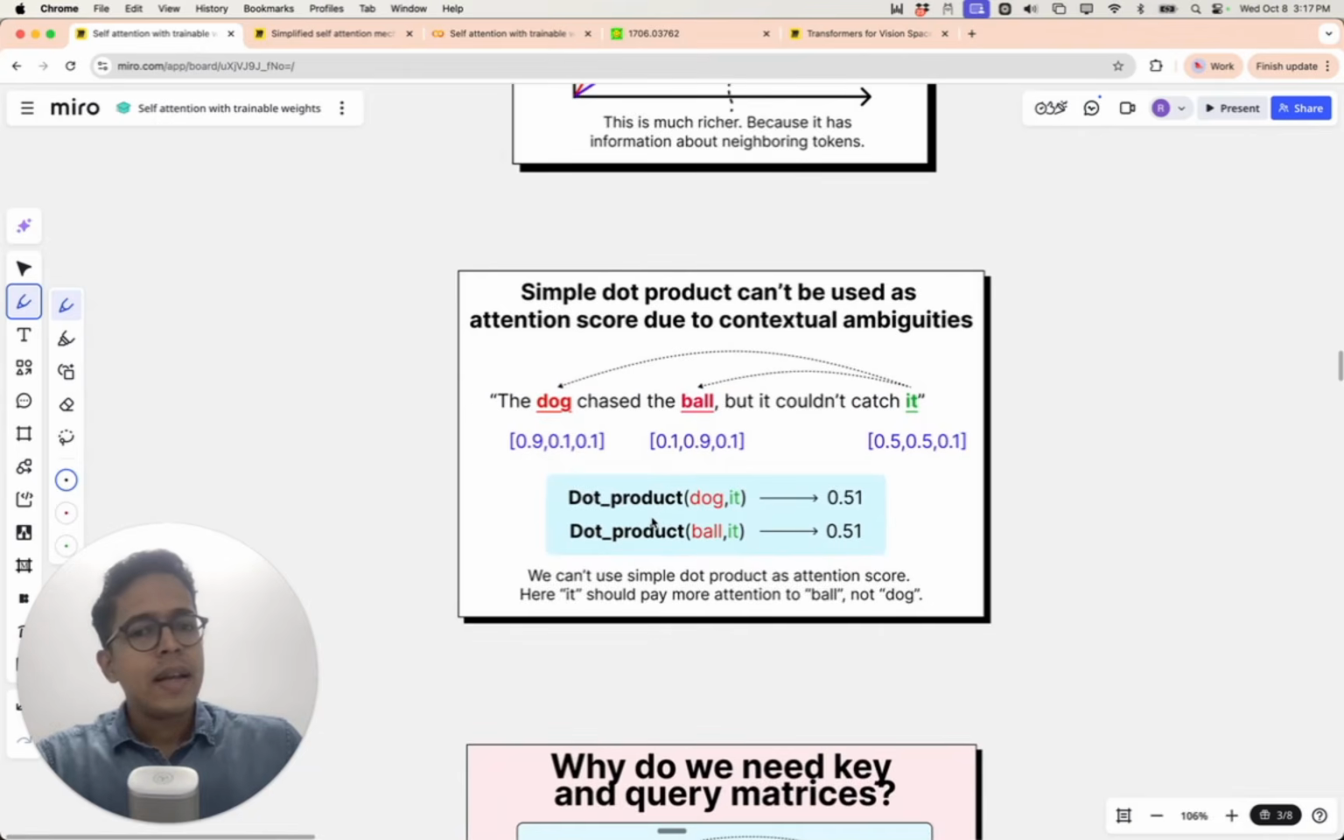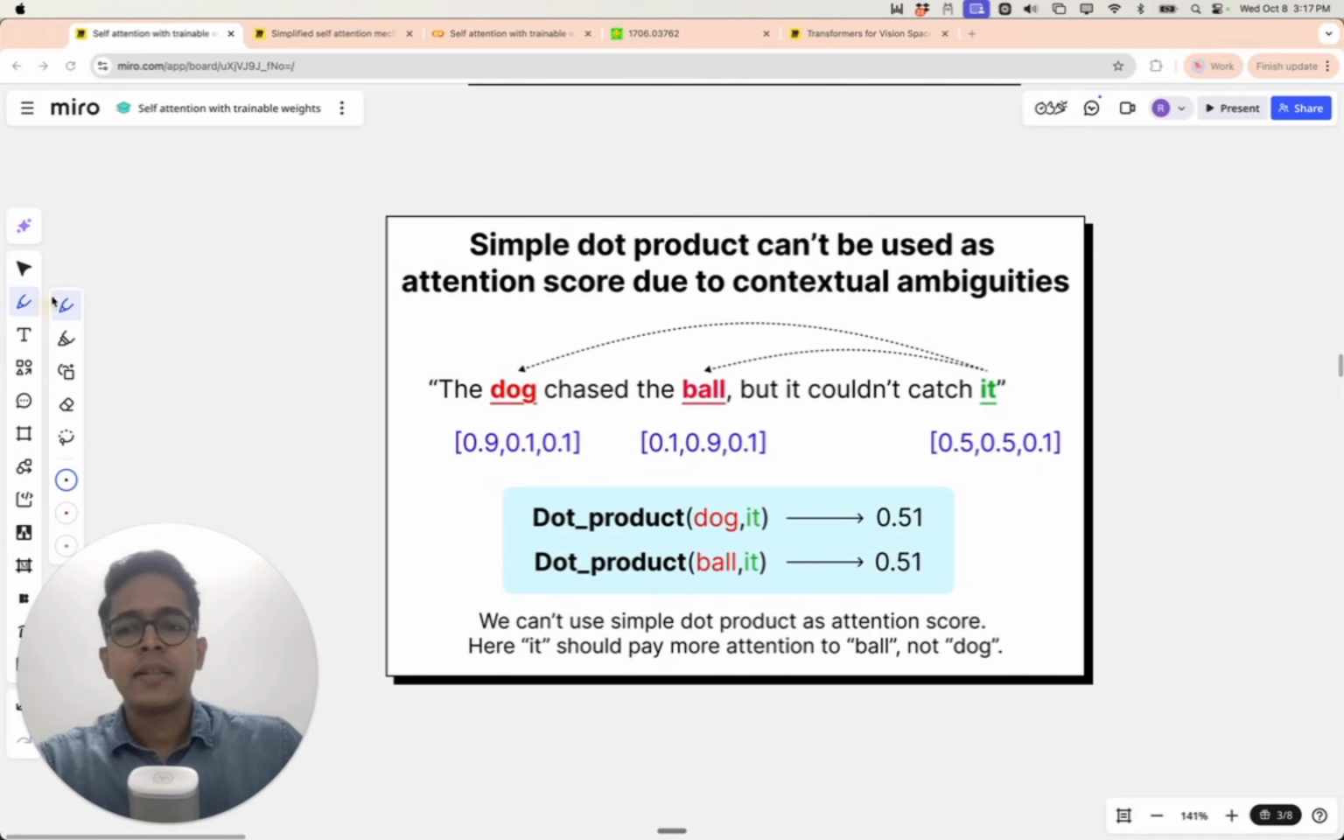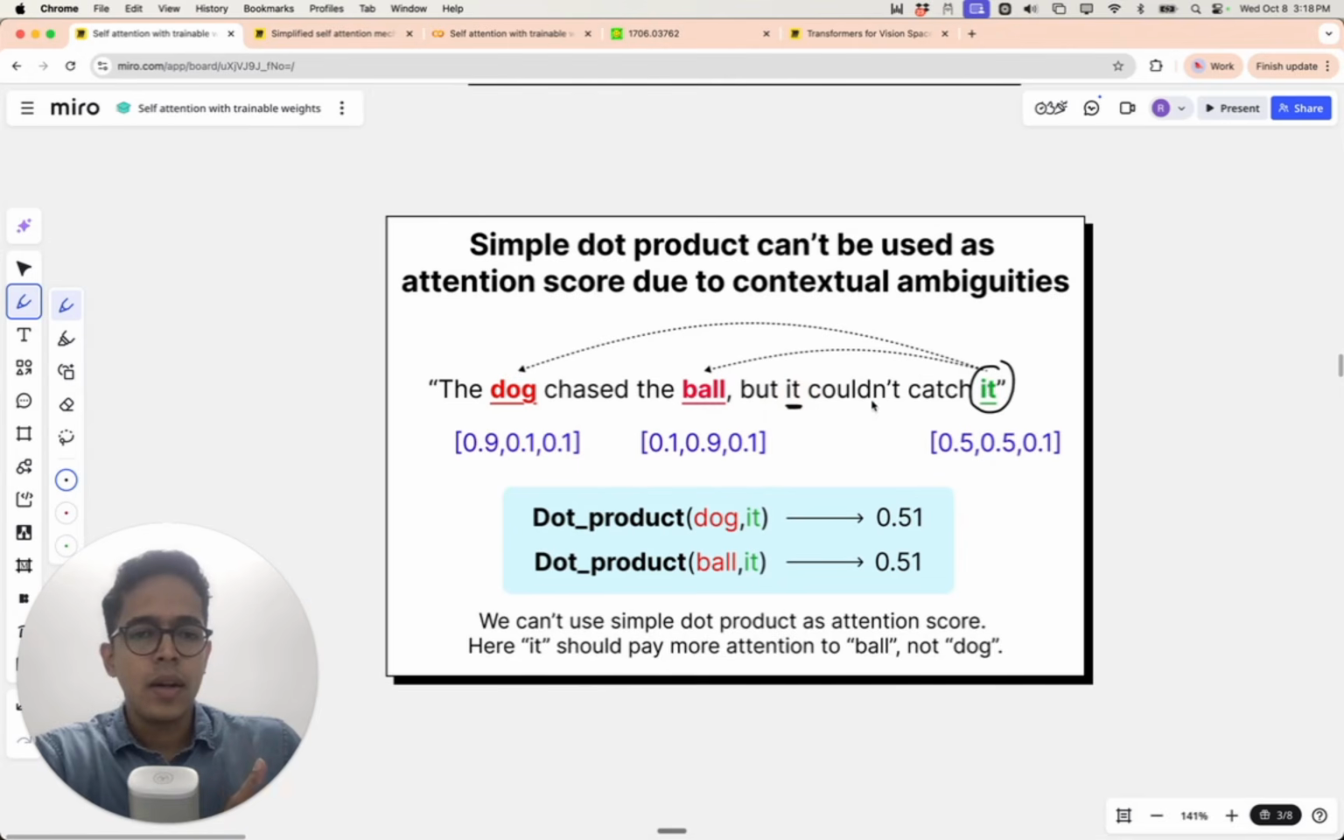But here is a numerical example which might help you better understand what is the problem with just the vanilla dot product. Let's say you have this sentence: the dog chased the ball, but it couldn't catch it. Now here, this "it" word should pay more attention to what? This "it" refers to the ball. Couldn't catch it means that the dog couldn't catch the ball, right? So this "it" is ideally more connected to ball than to the dog.